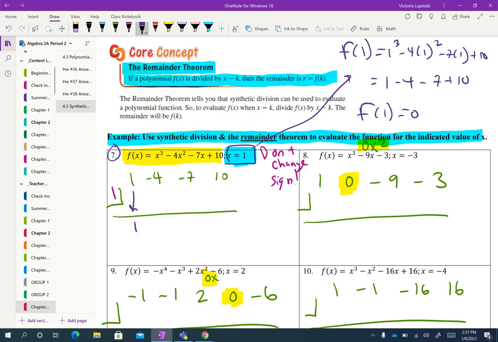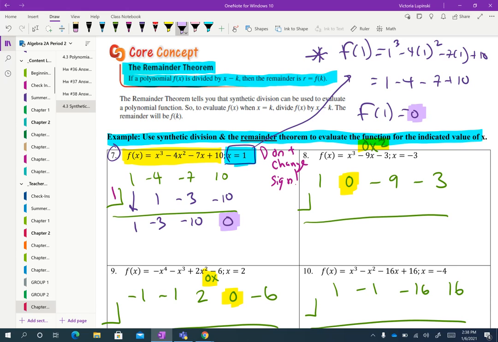Bring down the 1, times 1 is 1, plus negative 4 is negative 3. Multiply to the box, add the column, multiply to the box, and you get a 0. Here's what the remainder theorem says. If you don't want to go through all the trouble of what I did in the white space of plugging the value in, the remainder theorem says you can do synthetic division, and whatever you get in the remainder slot, which is at the end, has to be equal to whatever you would have gotten if you just straight up plug the number in.